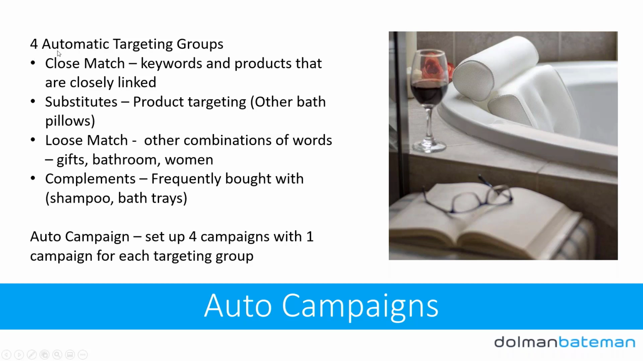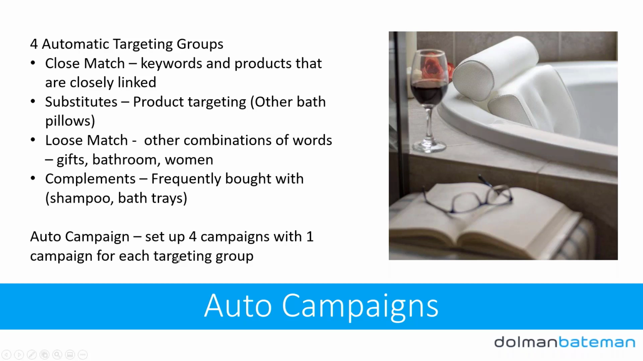we ran these, and we've got 4 automatic targeting groups. So close match. So this is keywords and products that are closely linked. So in this case, it's bath pillows, bath pillow terms. Substitute, this is product targeting. So other bath pillows. Loose match, it's combinations of words that are on your listing. So gifts, bathroom, women, we'll have some examples. And complements are basically frequently bought with. So in this case, we've got shampoo and bath trays. So with the auto campaign, we set up 4 campaigns with 1 campaign for each targeting group.